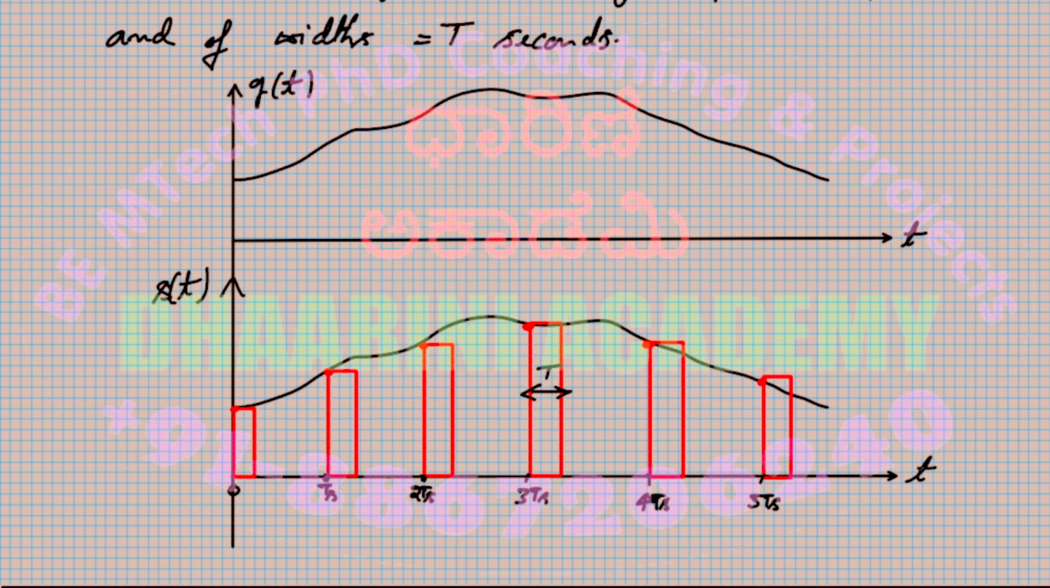Each pulse has a fixed width that is equal to capital T, and each pulse is repeated at TS seconds, like TS, 2 TS, 3 TS. Even on the negative side this will be there, like minus TS, minus 2 TS, minus 3 TS, and so on. Okay, now let's hold on to this and continue our discussion.